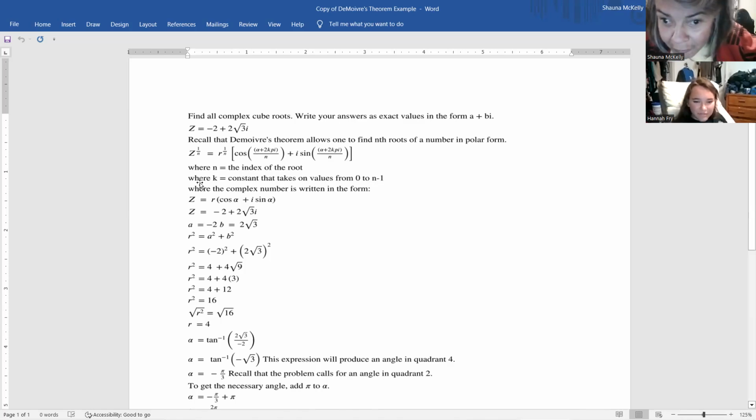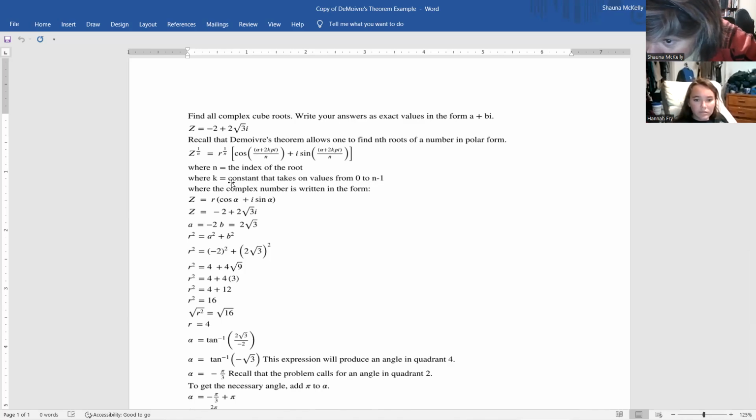Now, here's my little cheat sheet for you right here. You do not have to write this out every time you do the problem, but I want you to know what they are. N is the index of your root. So we're looking for third roots, right? N is the index of the root. K, we don't have a K anywhere in here. We know what N is, we don't have K. K is the constant that takes on the numbers from 0 to n minus 1.